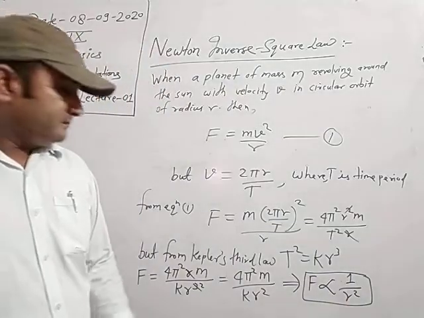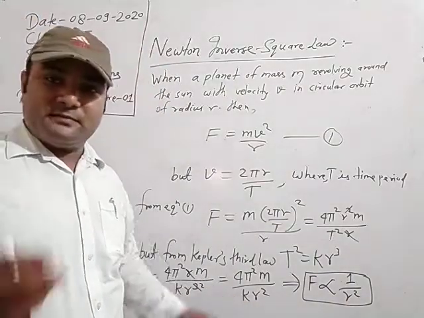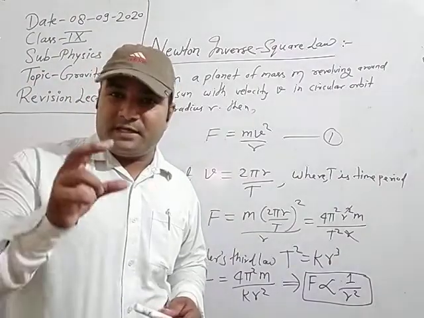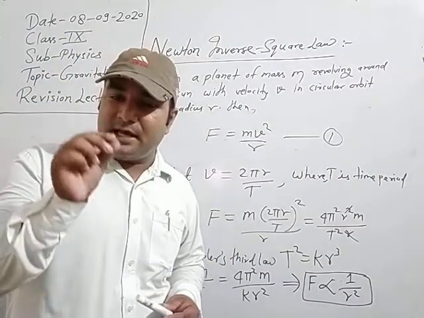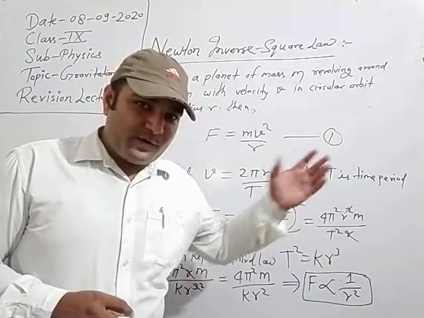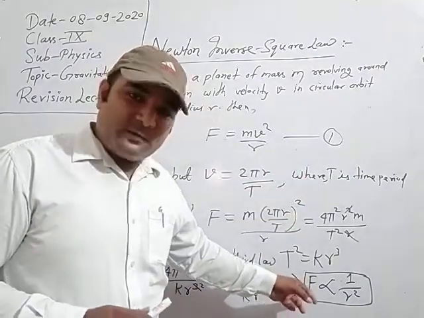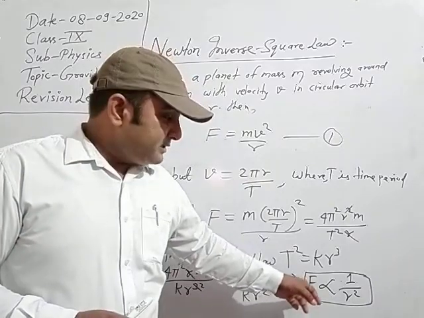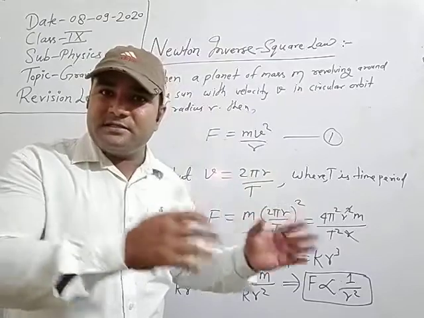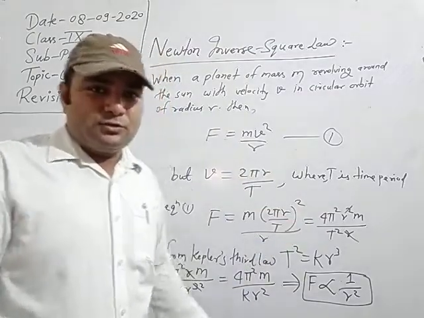Clear? Very simple. Here R square, that is the variable distance. In case of circular orbit, R is fixed, but in case of elliptical orbit, R is what? Varying. R is varying from point to point. So F means what? Force of attraction, that is inversely proportional to the square of distance between the planet and the sun. Clear? So just note down all.